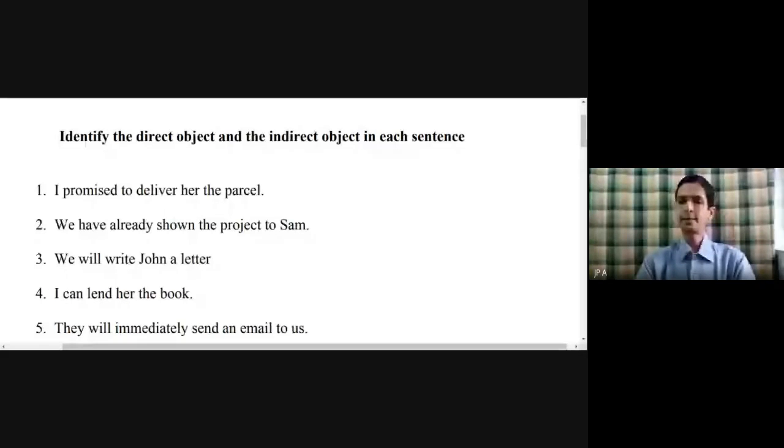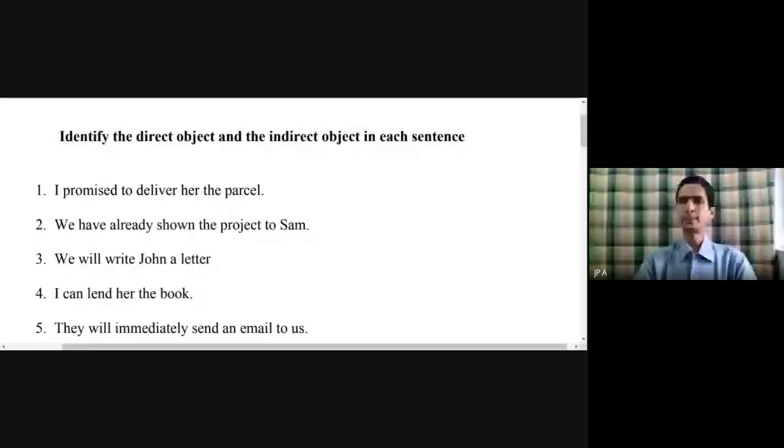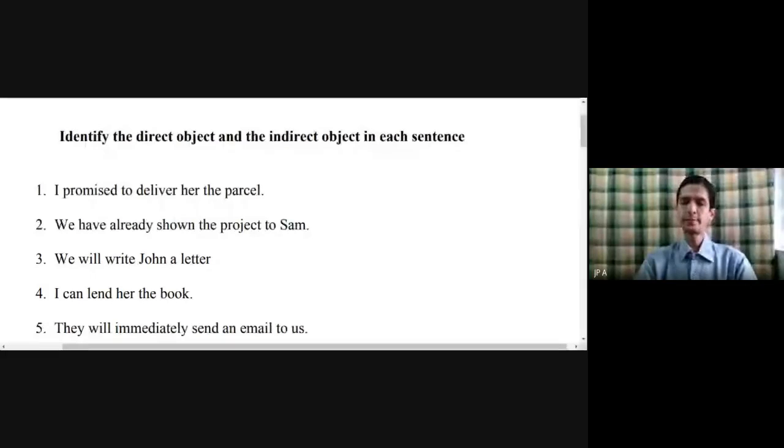I can lend her the book. Which is the verb? Lend. Lend is the verb. You ask the question to the verb. Lend what? The book. The book is the direct object.